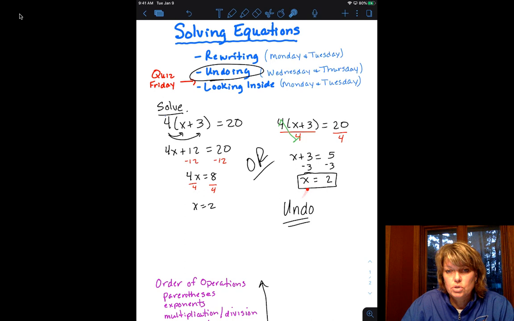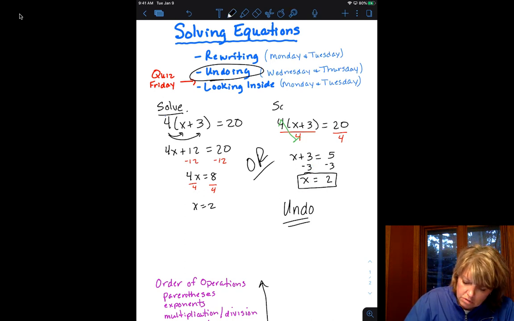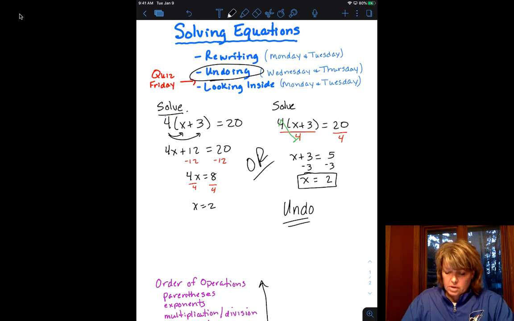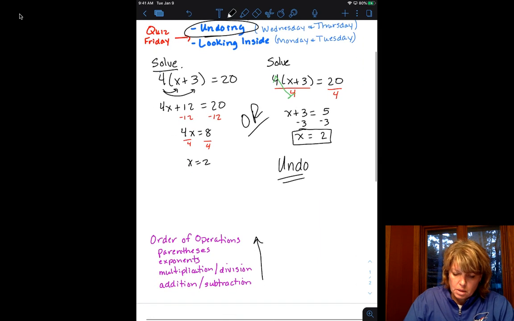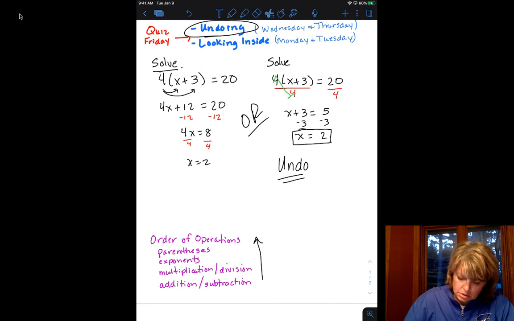Some of you like to undo things. Again, you get the same answer either way. The directions are the same to solve either way. So it can be done one or the other way, it doesn't matter which one. I'm just going to get rid of this for a second.